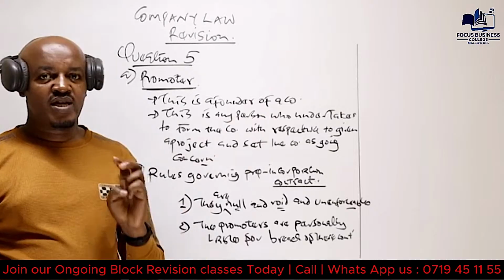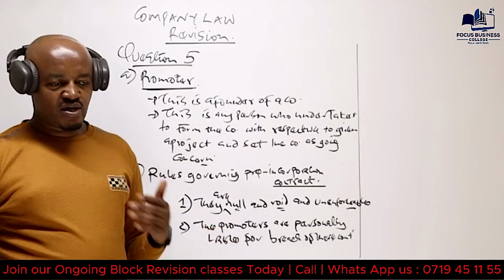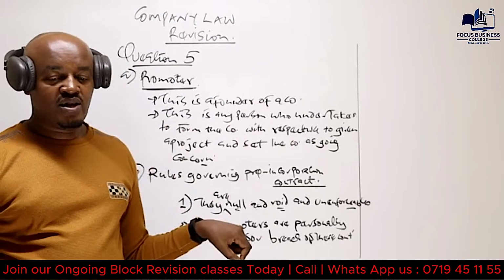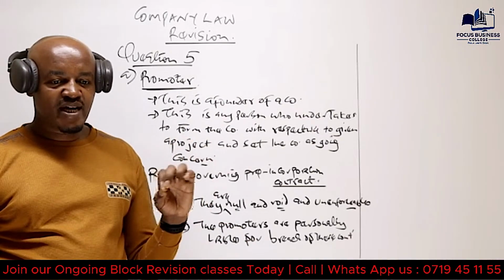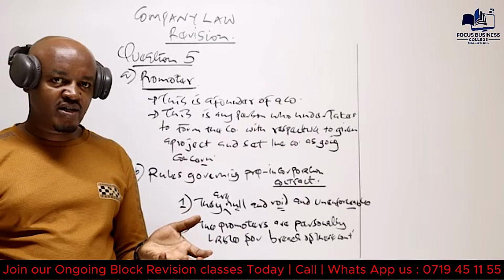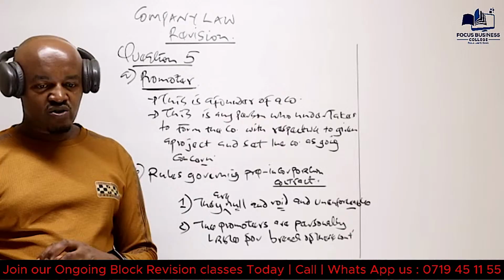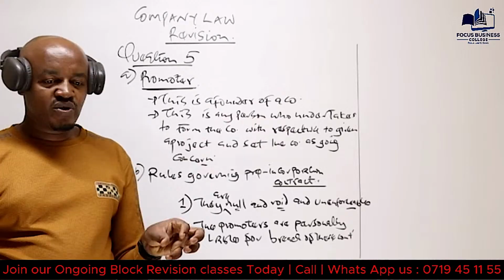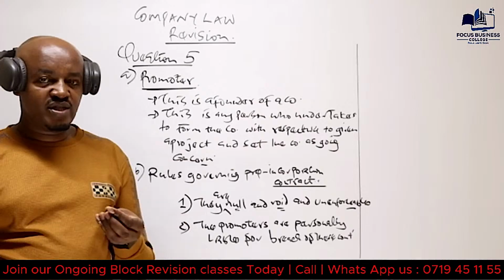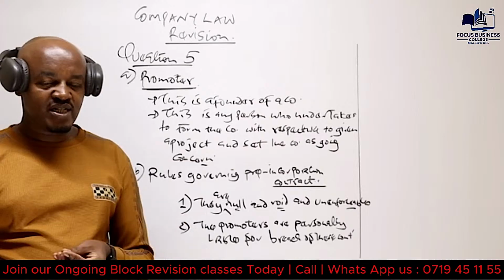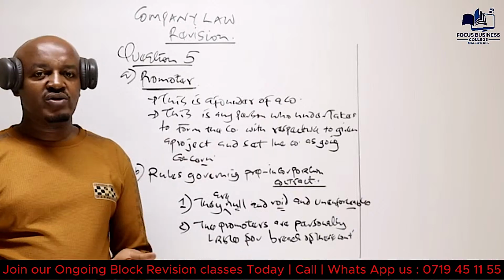Number two, the promoters can also avoid their personal liability by including a clause in this particular contract that they can only be held liable up to the time the company is registered and enters into a new contract to substitute the pre-incorporation contract. So once the company enters into a new contract with the same third party, the pre-incorporation contract between the promoters and the third party is terminated and replaced by a new contract between the company and the same third party. And that is known as novation.